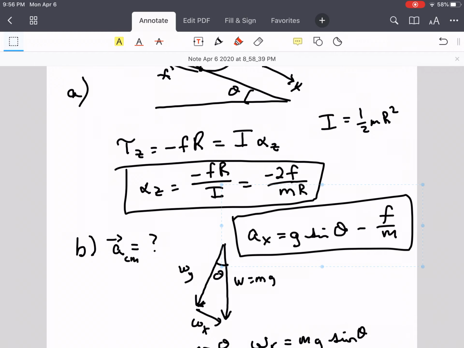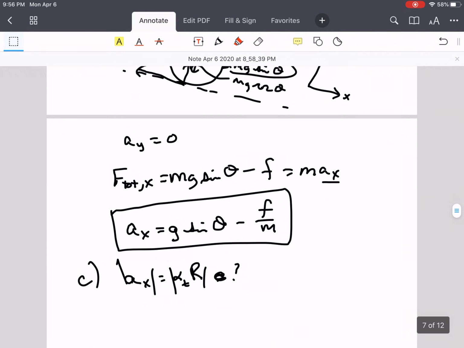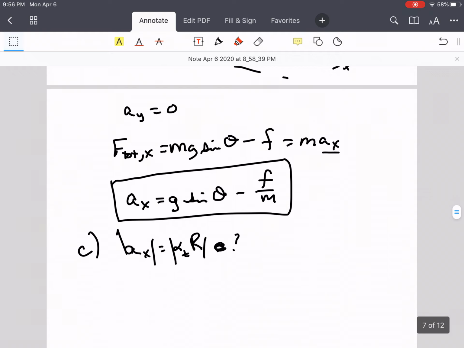They look nothing alike at all. There's an f over m. That's about the closest thing. In fact, alpha has nothing to do with theta. It's completely gone from the problem. So there's no way that this guy will, in general, have a equal to alpha times r.